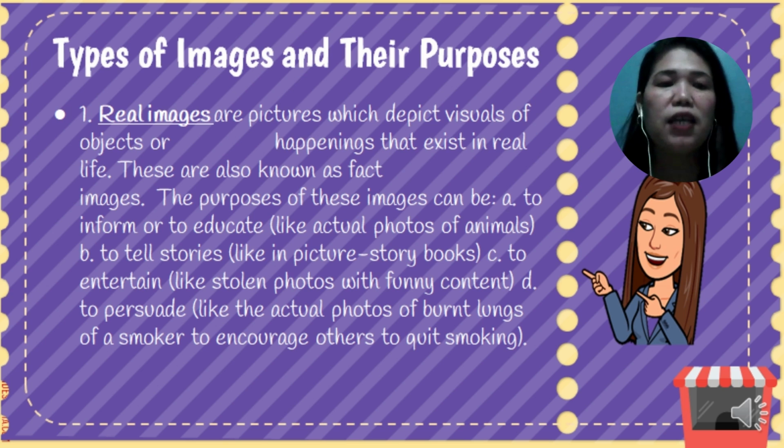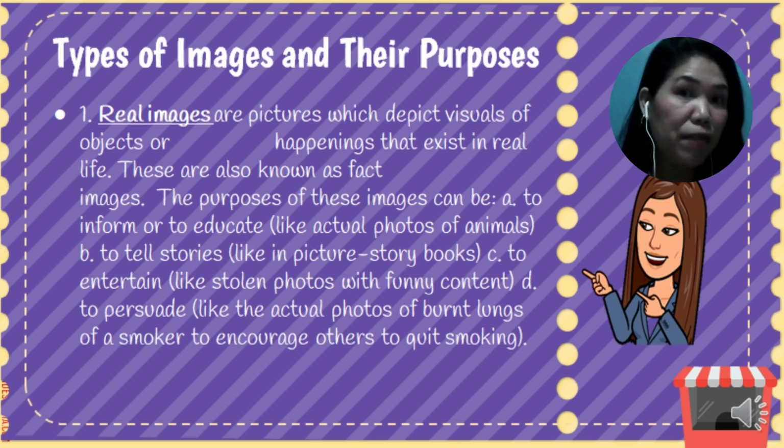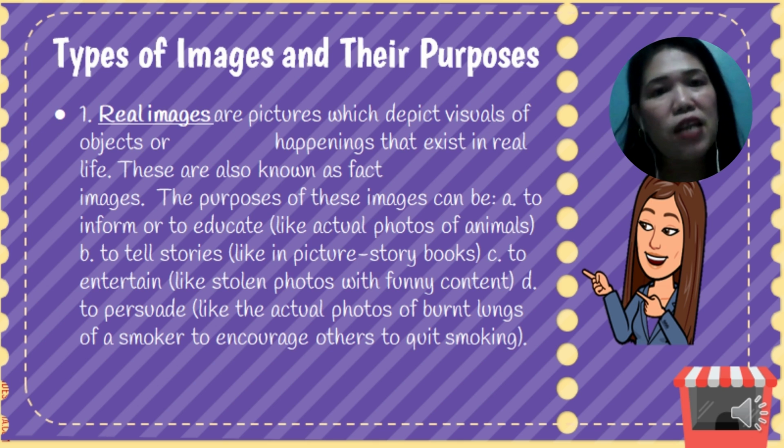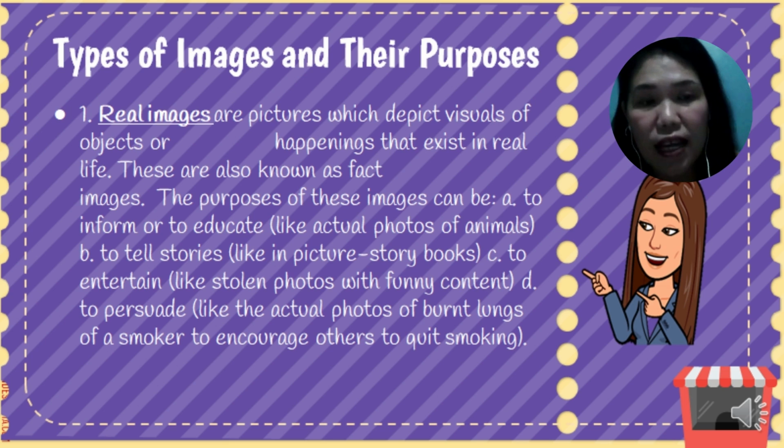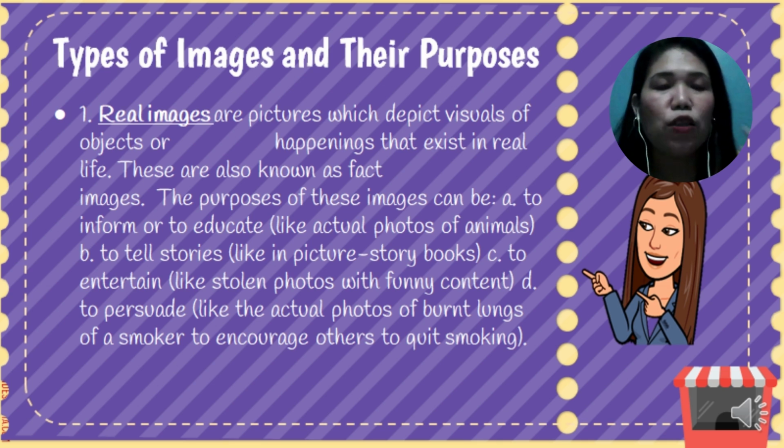It can also be to tell stories, like the picture storybooks that we have when we are little. Letter C is to entertain. When we say to entertain, it gives us different feelings or emotions while we are looking in that picture. Sometimes it can make us happy, or it can make us laugh. Sometimes it can make us sad, or maybe sometimes it can make us angry. So that is to entertain, like the stolen photos with funny content.